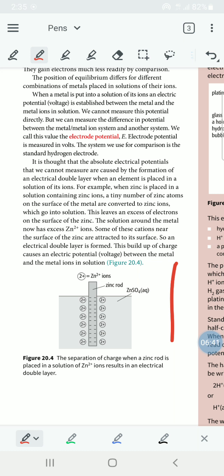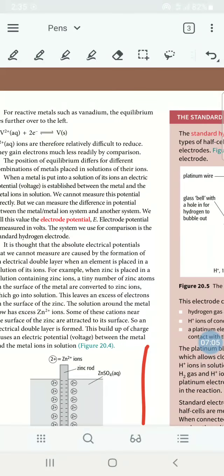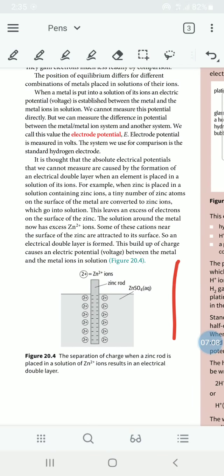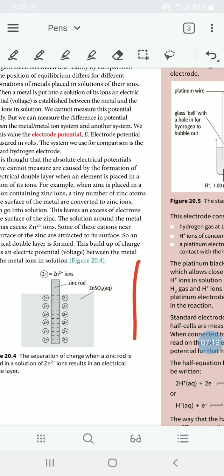There is a buildup of charge. This is what creates the electric potential between the metal and the metal ions in solution, because there is a positive and a negative charge buildup there, as you can see in the diagram. So that happens. As a result, we say that an electrode potential is developed. I hope you got a basic idea. They will not ask you questions on how it is developed, but rather they will ask you more practical details about the electrode potential.